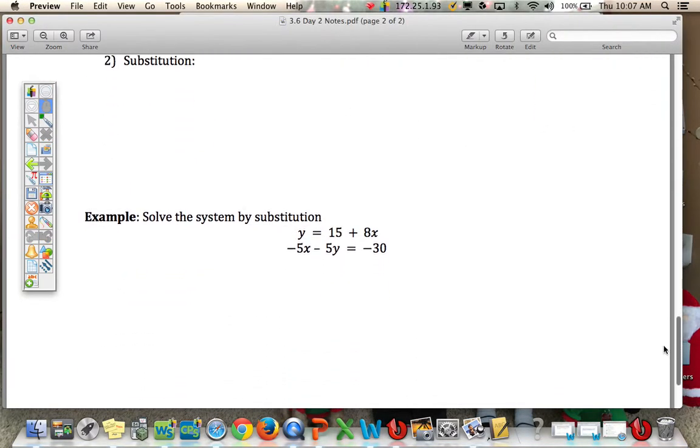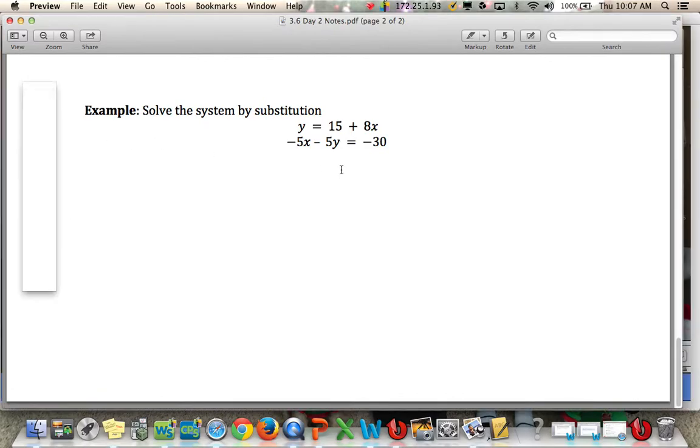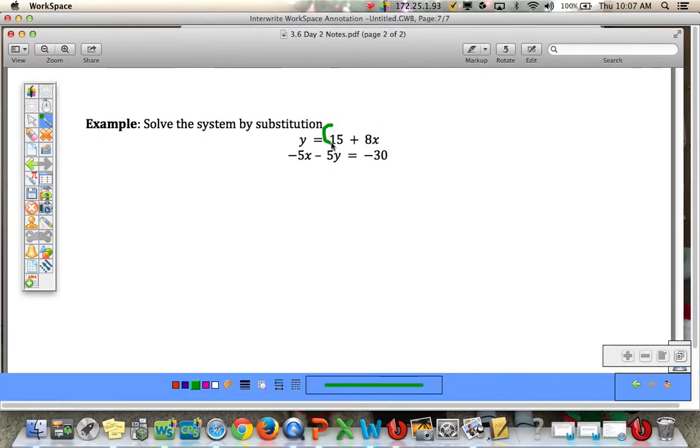Okay, so there's how you can solve by substitution. Let's do another one. This one looks different because we only have one y by itself. But when you do that, you can use substitution to plug this in for this y. So you're going to totally substitute or replace the y with this right here. So I have negative 5x minus 5, and instead of y, it's like a substitute teacher. A teacher totally replaces me. We're going to totally replace the y with the 15 plus the 8x. And that's going to equal negative 30.